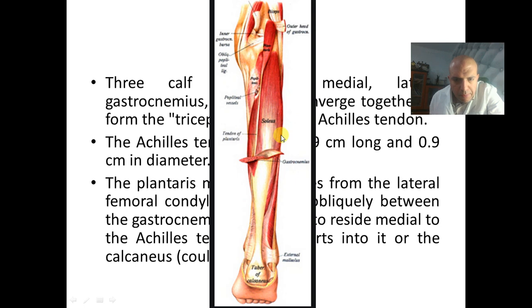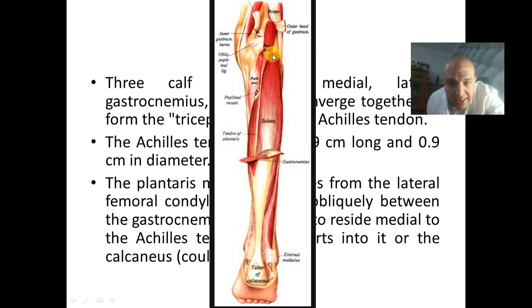Tendo Achilles is formed by soleus and gastrocnemius. They are both in the superficial posterior compartment of the leg. We have 4 compartments in the leg, 2 of them are in the posterior compartment. The superficial one holds the Achilles tendon, which is formed by soleus muscle anteriorly and gastrocnemius posteriorly.